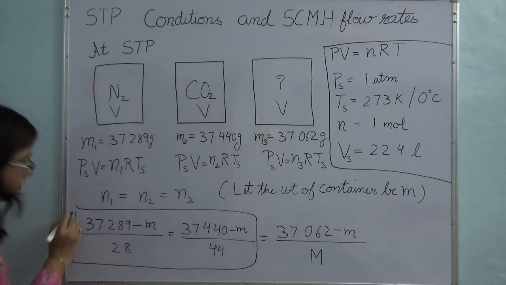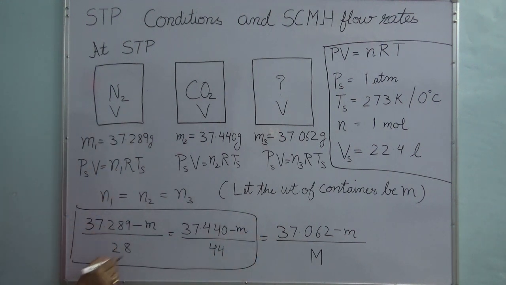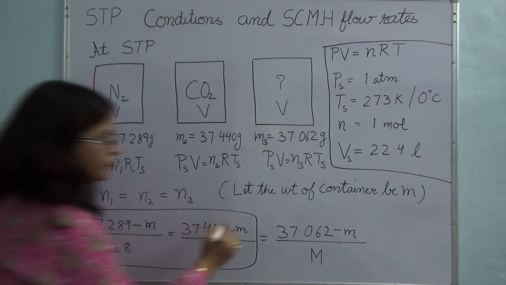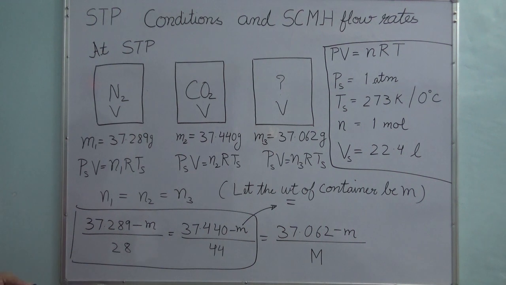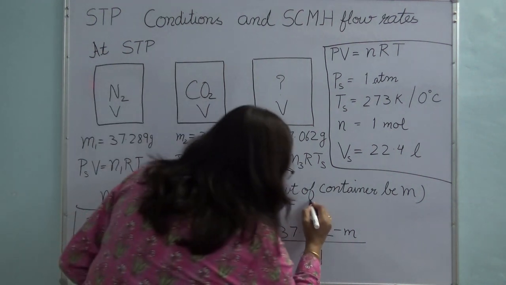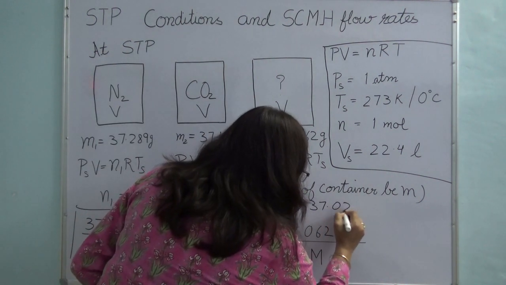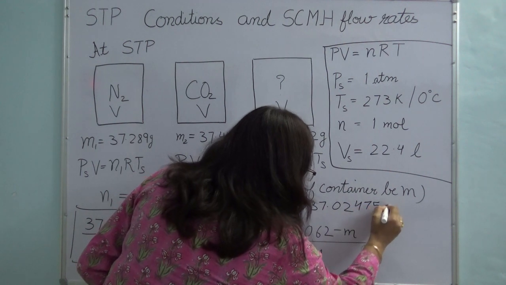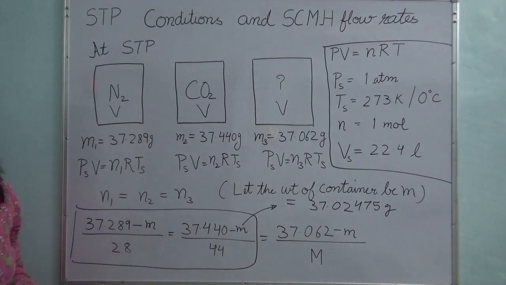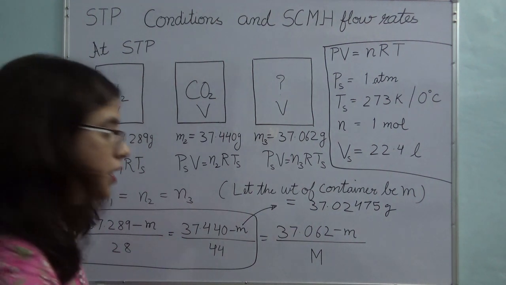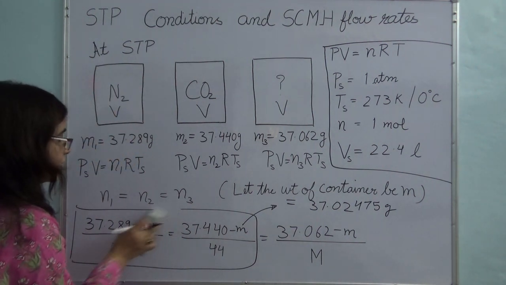So if I solve this equation, this divided by this equal to this divided by this, it's an equation in only one unknown. So I can solve this and find out the value of m. So the mass of the container is found to be equal to 37.02475 grams. Okay. So I have used this equation and calculated the mass of the container. Now I know the mass of the container.